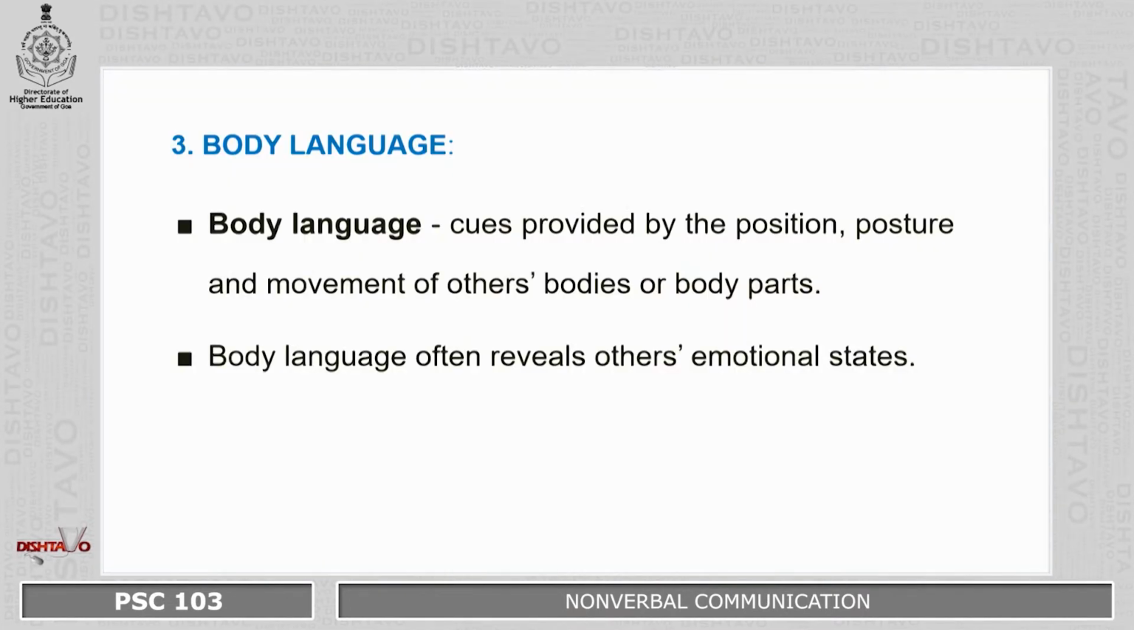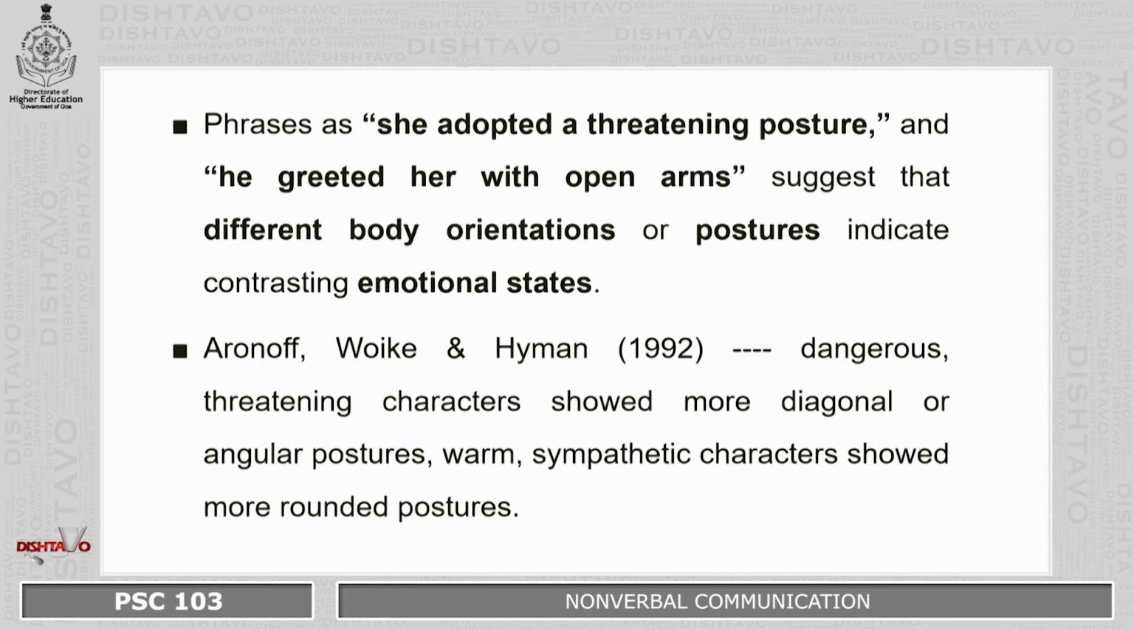Body language is basically the cues which are provided by the position, posture, and movements of other people's bodies or body parts. Body language reveals a lot about other people's emotional state. We have phrases like "she adopted a very threatening posture" and "he greeted her with open arms." This suggests different body orientations or postures, indicating very contrasting emotional states.